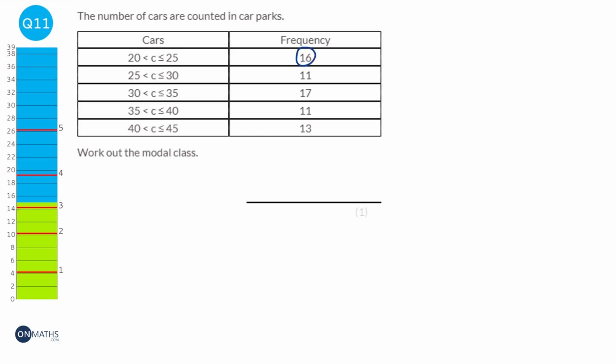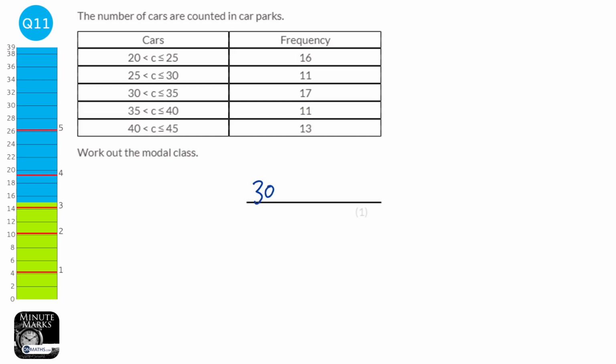Well, the first group has 16 in it, the next group has 11, the next group 17, the next group 11, and the last group, 13. Which of those is the most? Well, 17. So the group that has the most is this 30.